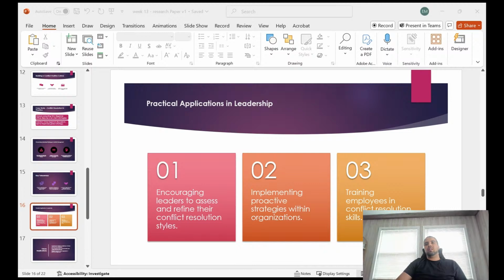So, a practical example is, first, leaders should assess their current conflict resolution styles and refine their approach as needed. Organizations should implement proactive strategies like open door policies and mediation processes. Additionally, providing employees with conflict resolution training ensures long-term success and fosters a collaborative work environment.